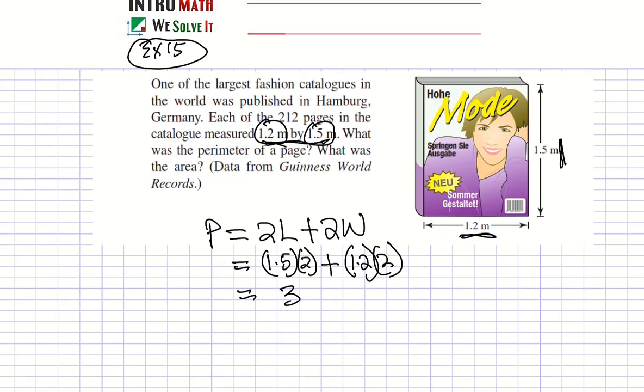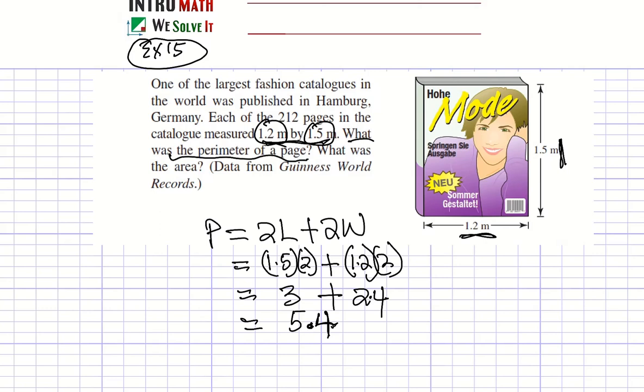So this is 3, and this one is what? It's a decimal. We dealt with that in the past. If we multiply, you get 2.4. So if you keep going, 3 plus 2.4 is 5.4. That's the perimeter. So that's what they're asking. What is the perimeter? We got that.